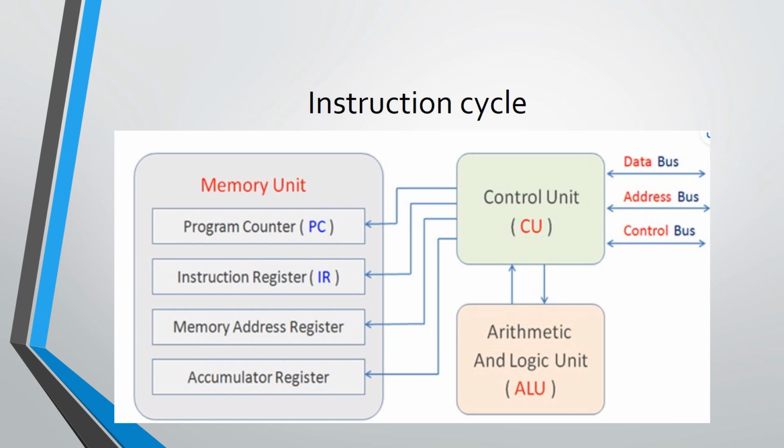As you can see from this picture, this is your memory unit, and there is your program counter, instruction register, memory address register, and accumulator register. And this is your CPU's two parts: control unit and ALU. And there are three buses which help us communicate between memory and the CPU.